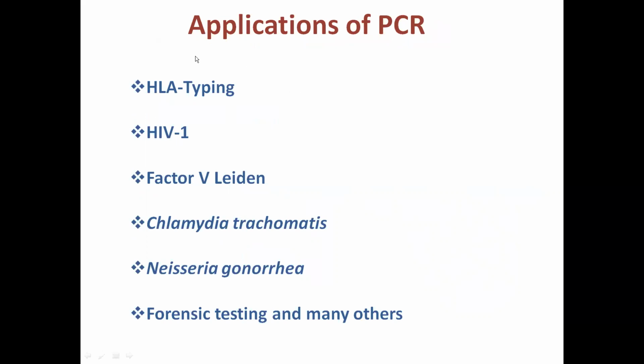These are a few examples reported in the early days of the PCR: human leukocyte antigen typing, HIV-1 identification for diagnosis, and Factor V Leiden, a blood clotting factor. These are the two species, Chlamydia trachomatis and Neisseria gonorrhoeae, and various forensic testing and many others. This is in the early period of the PCR.